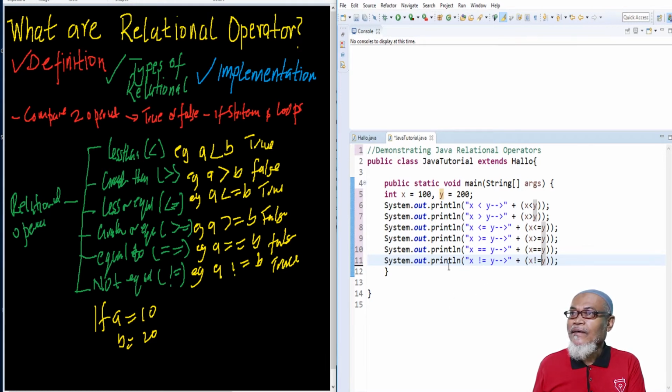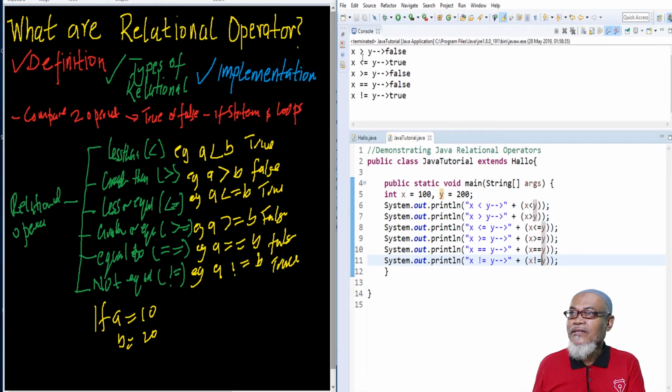This is the code we want to see. If we run it, what answers will it give us? When we run this code, x less than y is true because x is smaller; y is larger than x. x greater than y is false. x is less than or equal to y is true. x is greater than or equal to y is false. x is equal to y is false, and x is not equal to y is true.